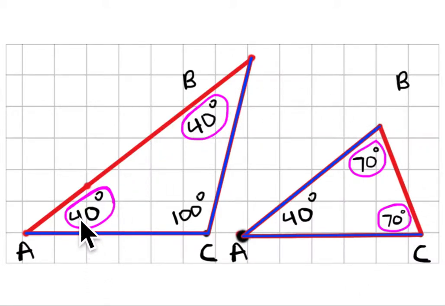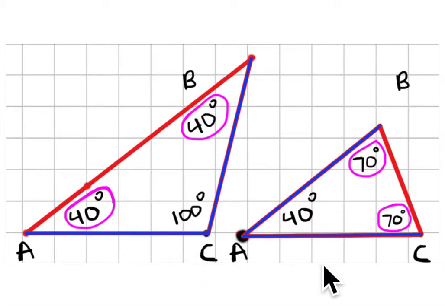One is to make the 40-degree angle one of two equal angles in the isosceles triangle. That means 100 degrees is left over. Each of these sides will be equal length, and this is 40 degrees, 40 degrees, and 100 degrees.